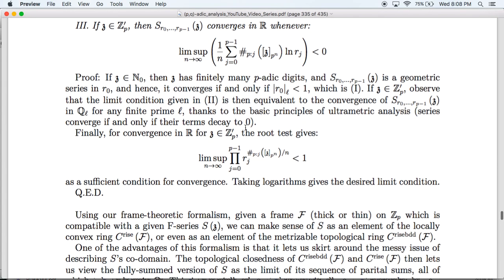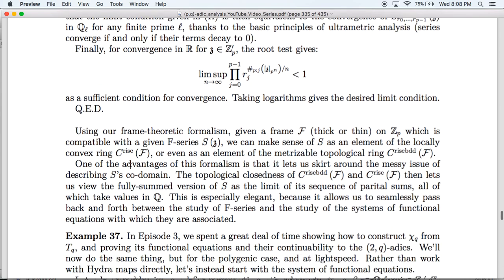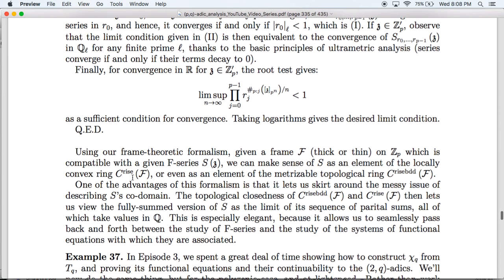So, using our frame theoretic formalism, given a frame F, thick or thin, on Z_p, which is compatible with a given F-series, S, we can make sense of S as an element of this locally convex ring of rising continuous functions. Did I explain what rising is? Yes, a rising continuous function, or even as an element of the metrizable topological ring C rising bounded. Note that if S is compatible with F, then S is automatically going to be an element of C of F. And then, of course, we can also get this as C bounded if it's bounded in the specific norm.